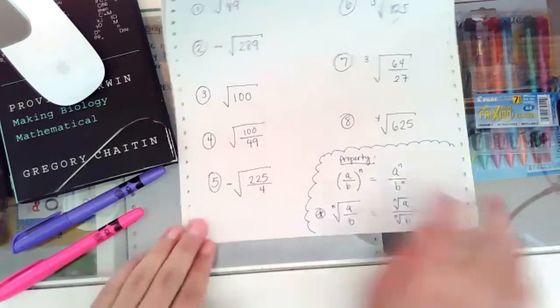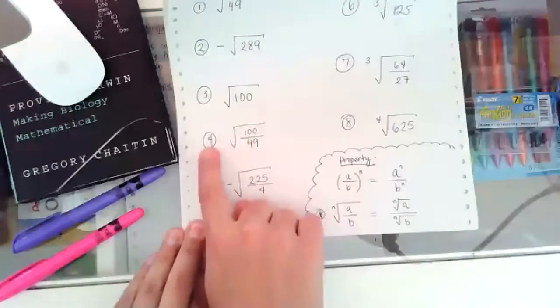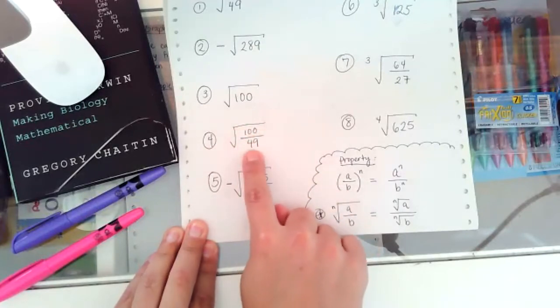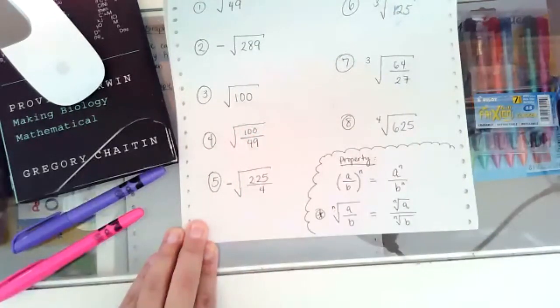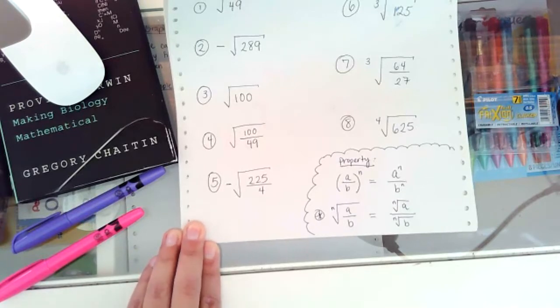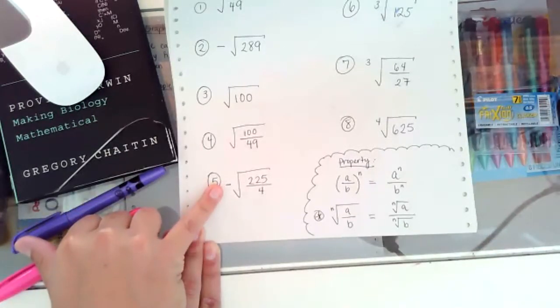Okay. Yeah, so for example, number 4 would just be the square root of 100 over the square root of 49, which would just be 10 over 7. 10 over 7. Yeah. So the other one would be like 15 over 2. Yeah, and then we would keep the negative sign since it's just hanging out here. Okay, thank you. Yeah, you got it.